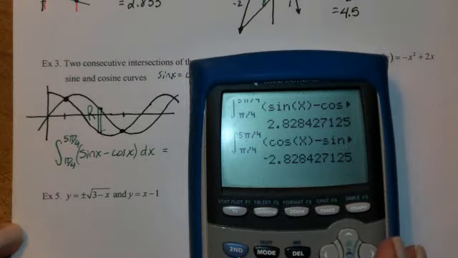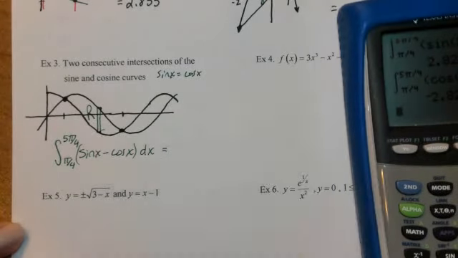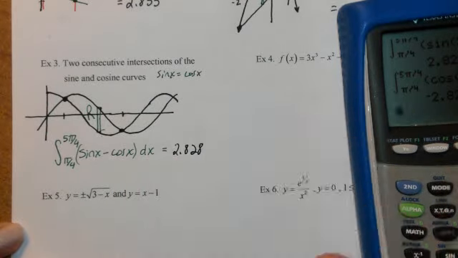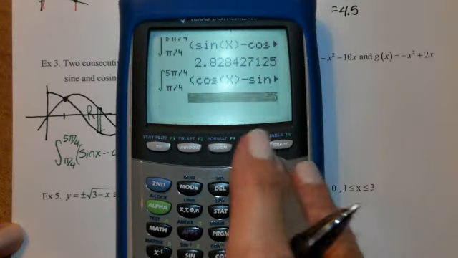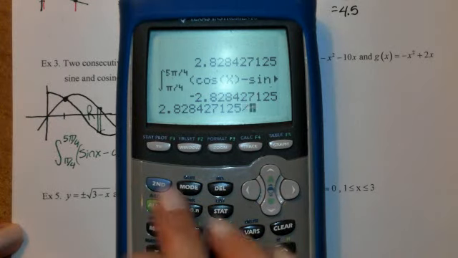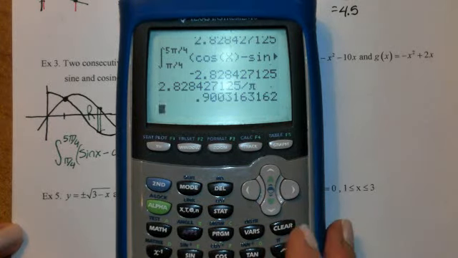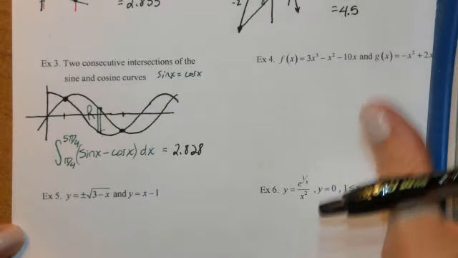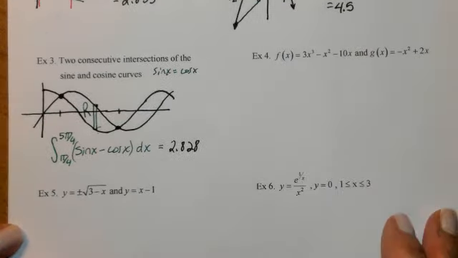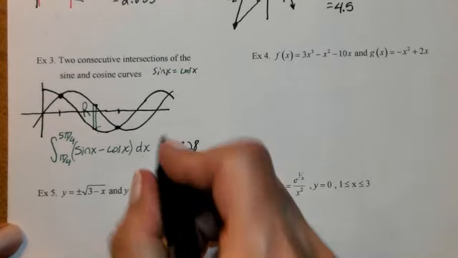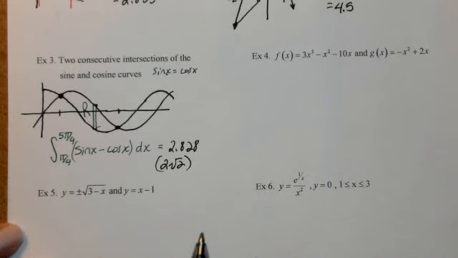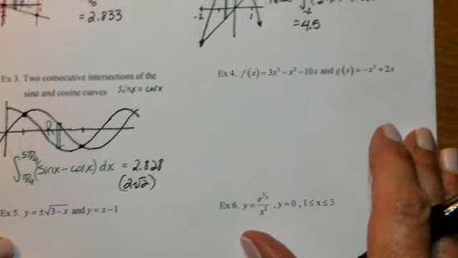Does that look familiar to you guys? Anyway, 2.828. Let's take this divided by the square root in there. Okay, that looks familiar though. Oh, you know what? I think that is 2 square root of 2. Not that you need to know that, but I think that's what it is. Okay, example 4.